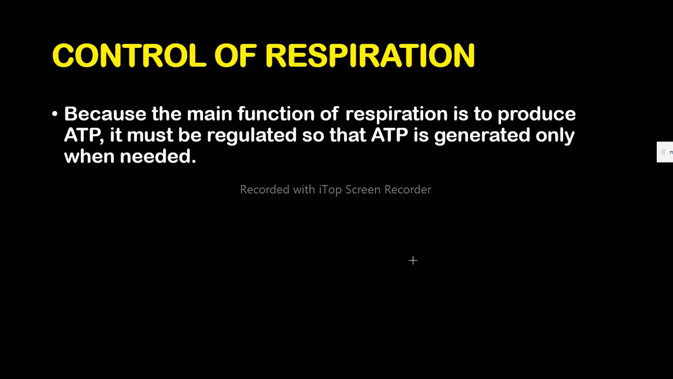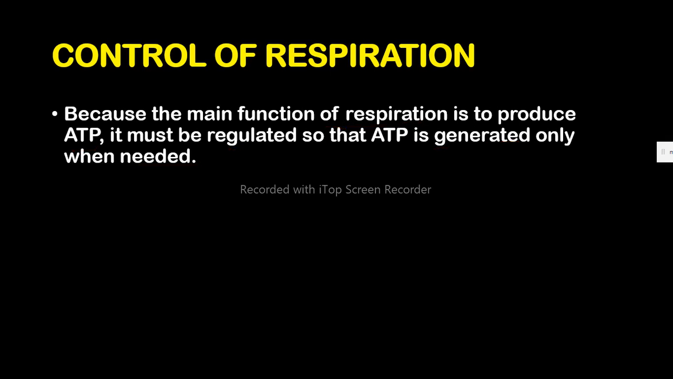So, because of that, the rate of respiration can be controlled. Because the main function of respiration is to produce energy, ATP, it must be regulated so that ATP is generated only when it is needed. Don't just produce. Don't be luxurious. Don't be extravagant and produce when you don't need. So you must ensure that you produce only when you need.